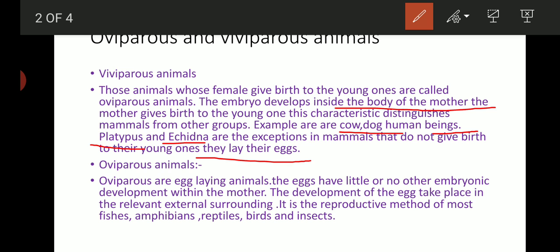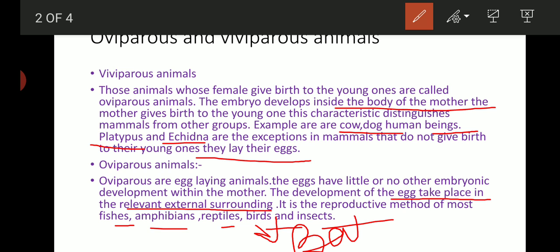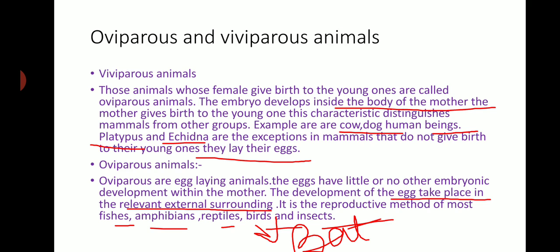They lay their eggs. The second category is oviparous animals. Oviparous animals are those animals which lay eggs. The eggs have little or no embryonic development within the mother, and the development of the egg takes place in the relevant external surrounding. It is a reproductive method of most of the fishes, amphibians, reptiles, birds, and insects. Among mammals, there is an exception, which is the bat. Bat is a mammal. It gives birth to its young one and feeds its babies.